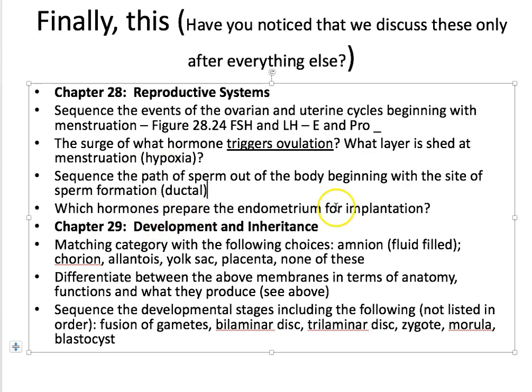Okay, so again, this is going to be a hormone question. What hormones prepare the endometrium for implantation? Well, you can't do this without thinking about the role of estrogen and progesterone. Primarily, progesterone drives vascularization in here, right? But are there other hormones? Go back to your list and make sure you check.